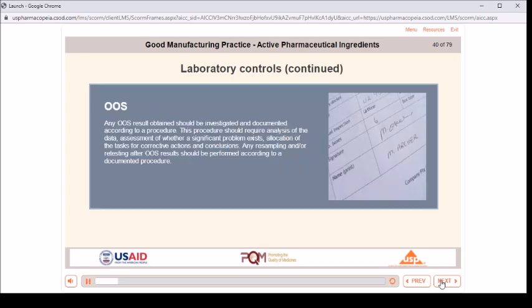Laboratory controls. Continued. OOS. Any OOS result obtained should be investigated and documented according to a procedure. This procedure should require analysis of the data, assessment of whether a significant problem exists, allocation of the tasks for corrective actions and conclusions. Any resampling and/or retesting after OOS results should be performed according to a documented procedure.